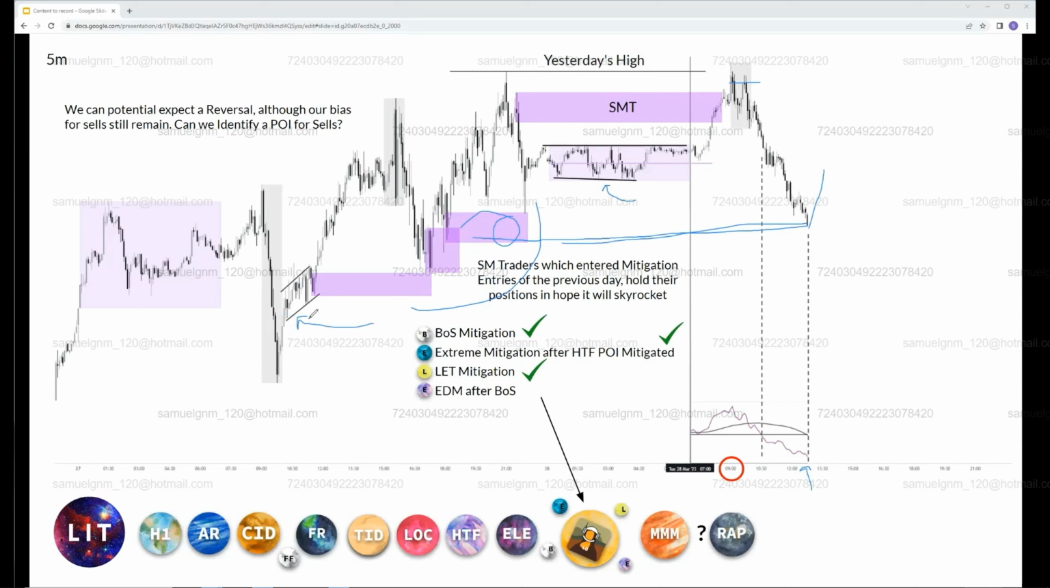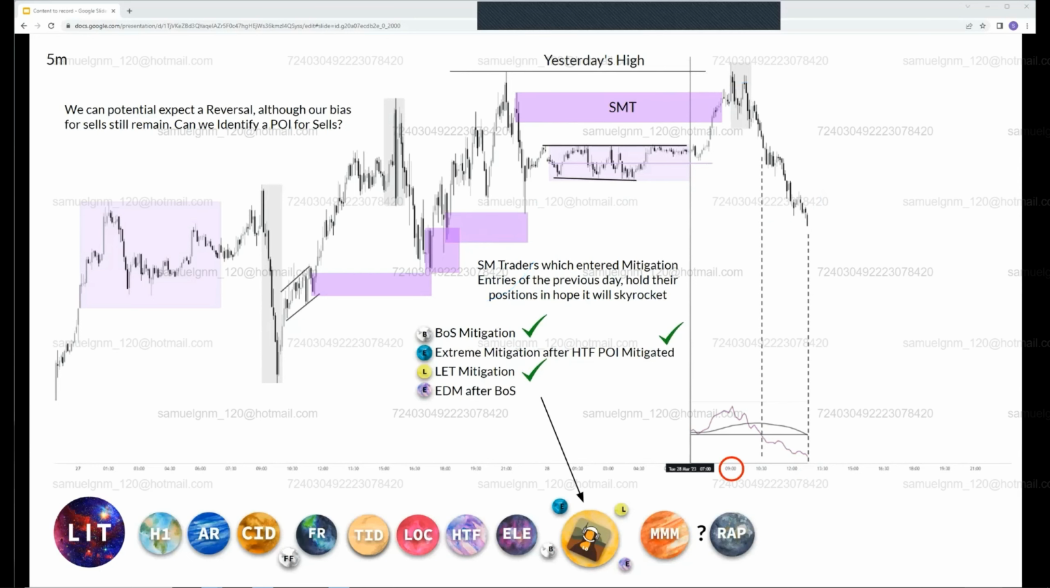So in that case, I still want to look for sells. But again, likewise, I still need to look for a decent entry for sells, something that lines up with my analysis. And only if it makes sense do I then take the trade. So let's clear up the drawings over here and see what we can expect.